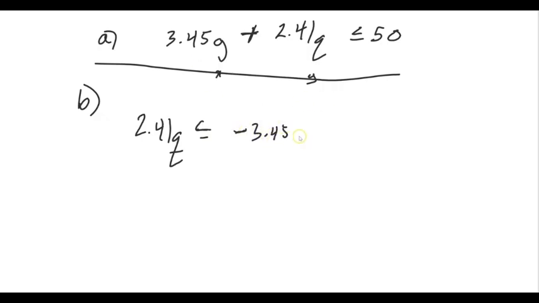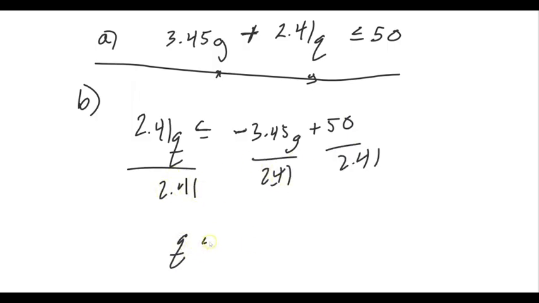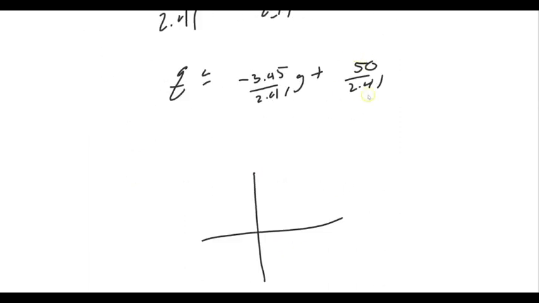Subtract that from both sides. Plus 50. I've got to divide by 2.41. That's not going to be pretty. And I'm going to get Q is less than or equal to whatever that is, plus whatever this is. They want me to graph it? Just graph normal. Go there first, that's about 20-ish. Slope of that, I'm going to go down 3 over 2. You get this, less than, so shade below.